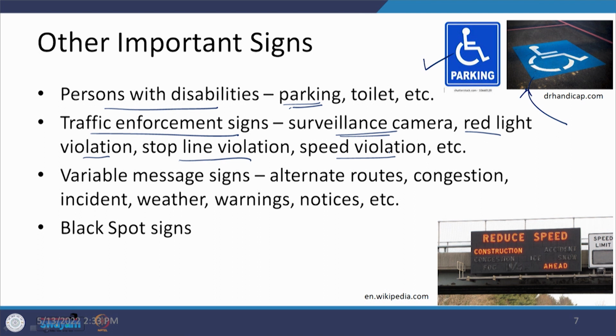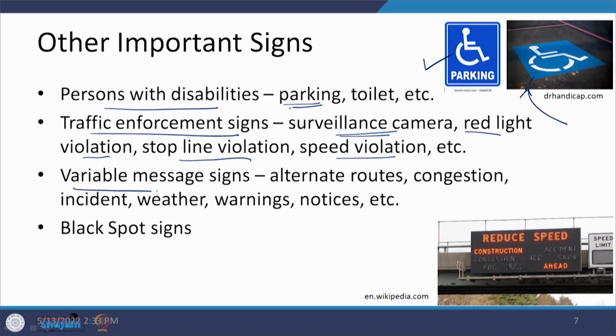So, we need to tell the driver that you are in a particular zone where you are being watched, and if you violate anything you are going to be penalized. And if we also tell what type of penalty there will be, that is going to be an additional feature here.